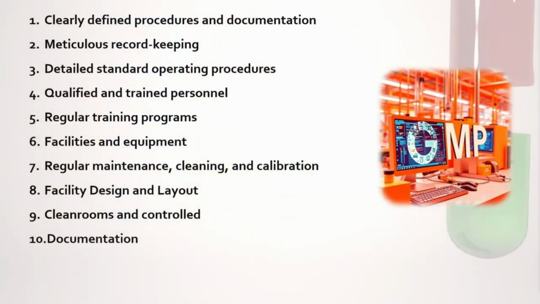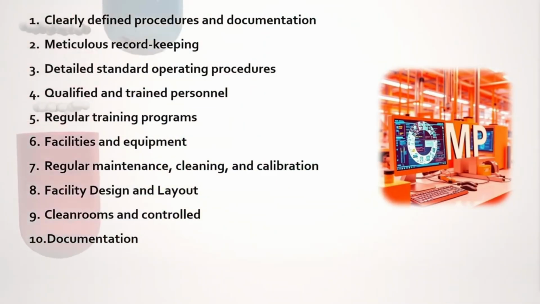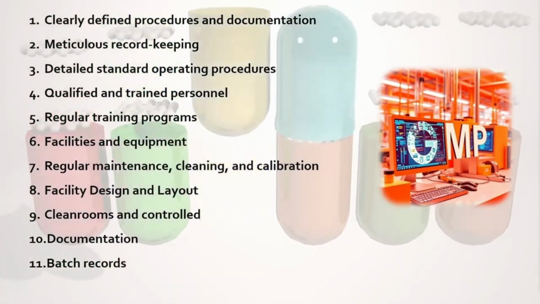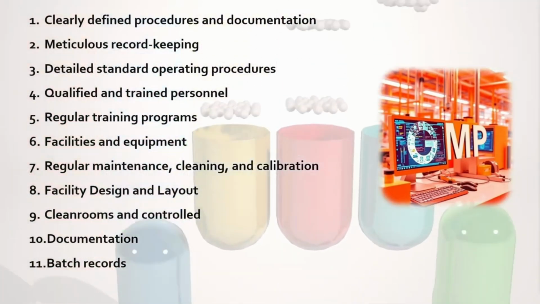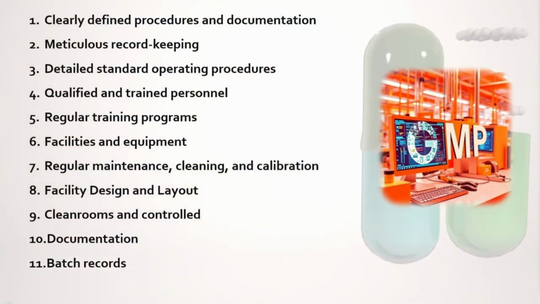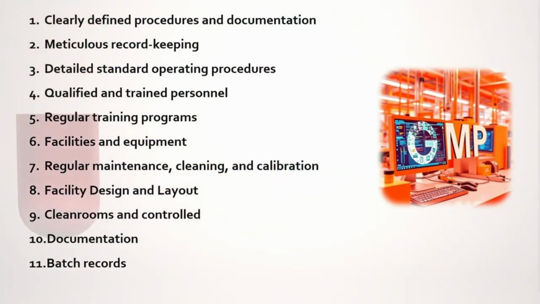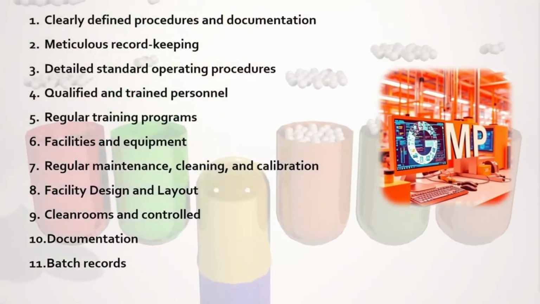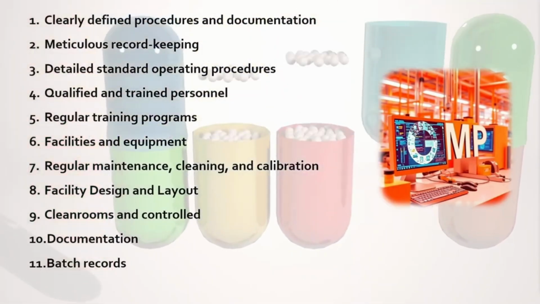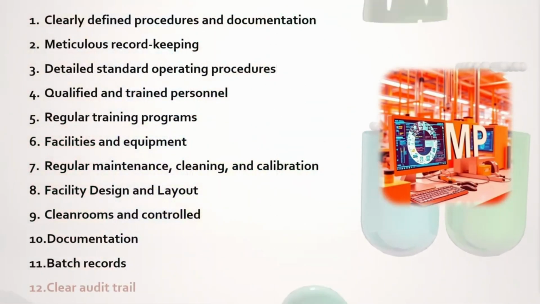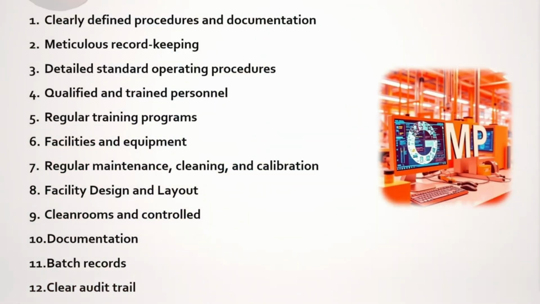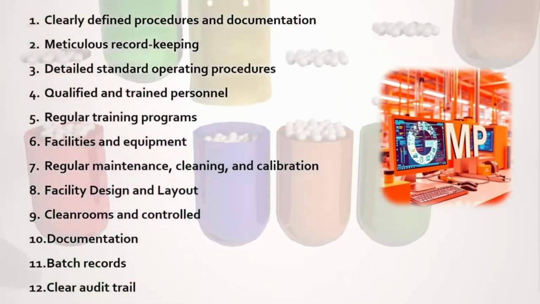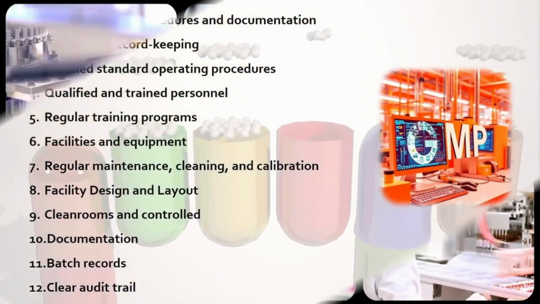Documentation is a cornerstone of GMP, providing a comprehensive record of all manufacturing activities. Batch records, which document the entire production history of a specific batch of medicine, are crucial for traceability and investigation. These records provide evidence of compliance with GMP requirements and allow for the identification of potential issues. Comprehensive documentation helps ensure accountability and transparency throughout the manufacturing process. It provides a clear audit trail that can be used to verify compliance and identify areas for improvement.